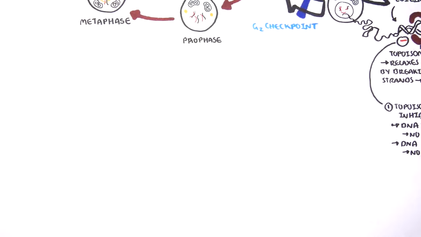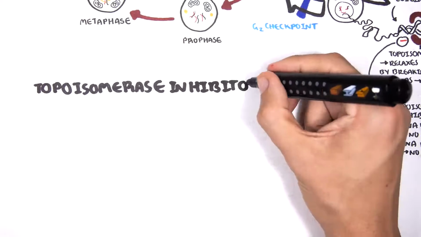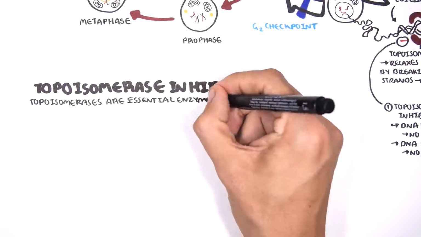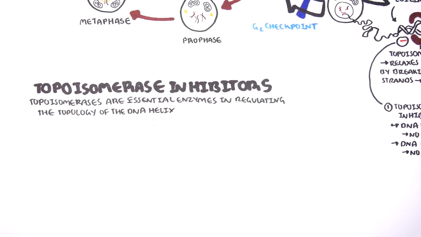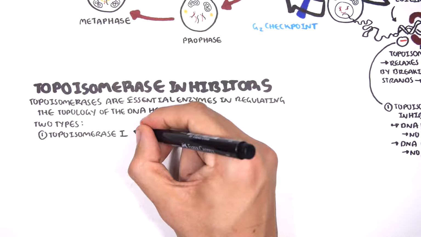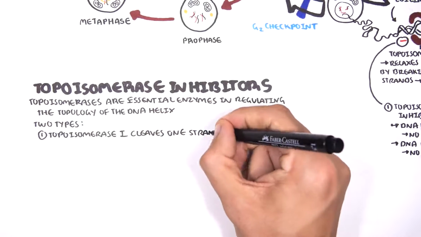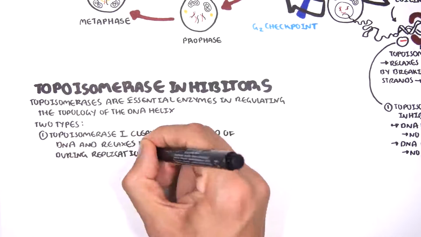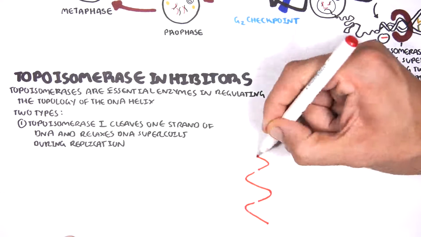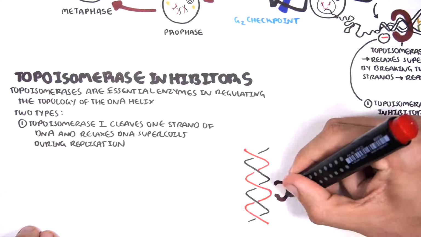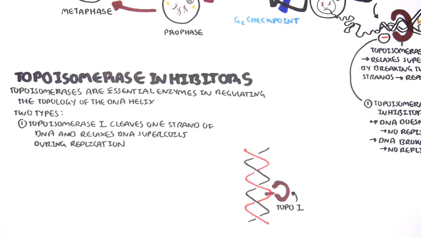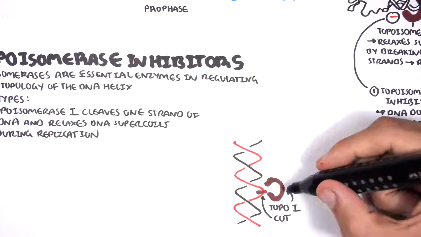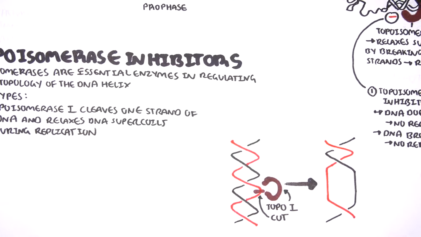The next class of chemotherapy drugs are the topoisomerase inhibitors. Topoisomerases, remember, are essential enzymes in regulating the topology of the DNA helix. There are two types of topoisomerase. There's topoisomerase 1 and there's topoisomerase 2, which we have already talked about. Topoisomerase 1 cleaves only one strand of the DNA and relaxes the DNA coil during replication. Here is a DNA double helix. The topoisomerase 1 will clip one strand and then unwind it and attach it, causing one less coil.